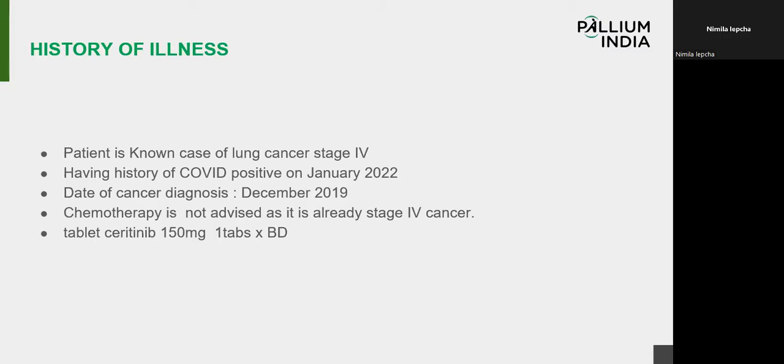Coming to the history of illness, the patient is a known case of lung cancer stage 4 diagnosed in December 2019 at Delhi AIIMS. Chemotherapy was not advised as it was already stage 4. Instead, the doctor advised tablet Ceritinib 150 mg BD. The patient and his family members are well aware of his condition and diagnosis. He also has a history of COVID positive in January 2022.